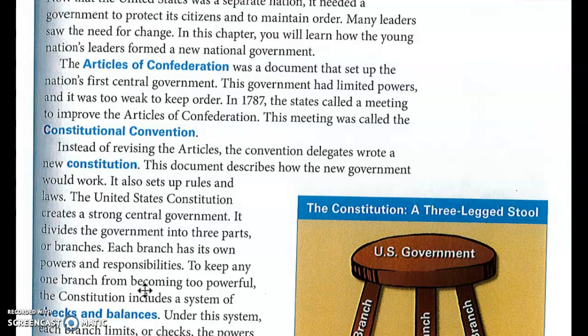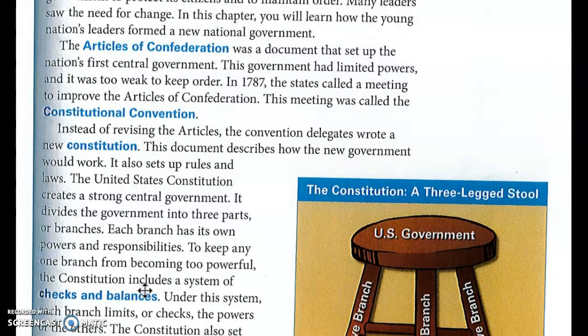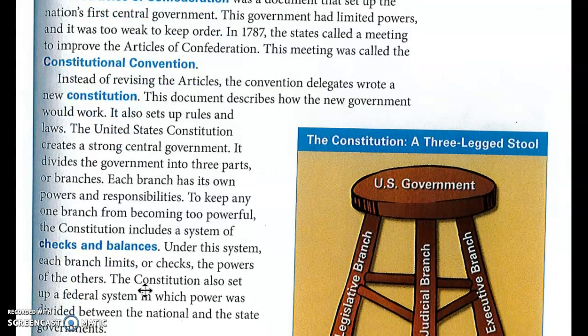In 1787, the states called a meeting to improve the Articles of Confederation. This meeting was called the Constitutional Convention. Instead of revising the Articles, the convention delegates wrote a new constitution. This document describes how the new government would work. It also sets up rules and laws. The United States Constitution creates a strong central government. It divides the government into three parts or branches. Each branch has its own powers and responsibilities.